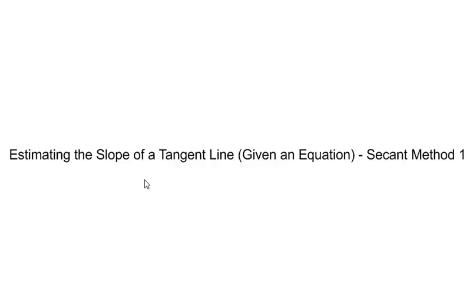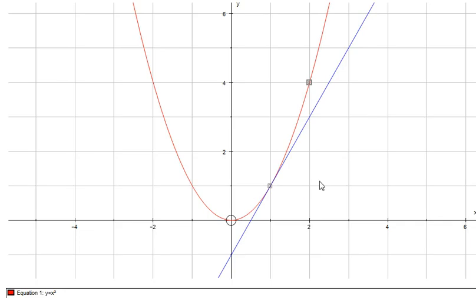Estimating the slope of a tangent line given an equation using the secant method, number 1. Quick review of previous information. Here's a graph of y is equal to x squared. I know it's not very exciting, and what we want to do in this video is find the slope of the tangent drawn in at this location, which is in blue. And in order to do this, I'm going to use a secant line.